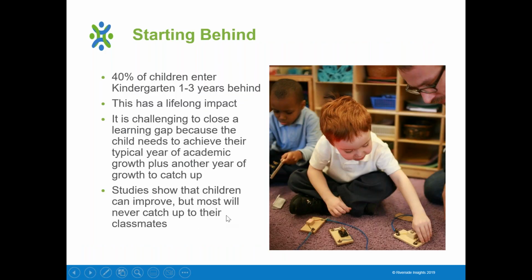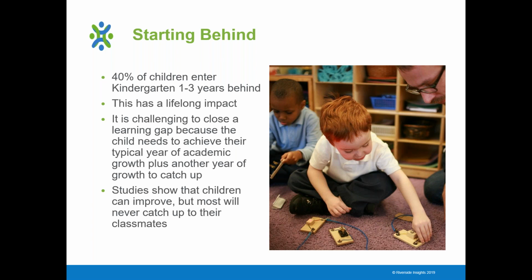So we know that when students are starting behind, they're entering school without the skills that they need. We know that it's a real challenge for them to catch up, to really close that learning gap. This was an astounding number for me. It stated that 40% of children enter kindergarten 1 to 3 years behind. It's a lot of kids coming into kinder who are already starting behind. And we know that when students start behind, it has a lifelong impact on them.